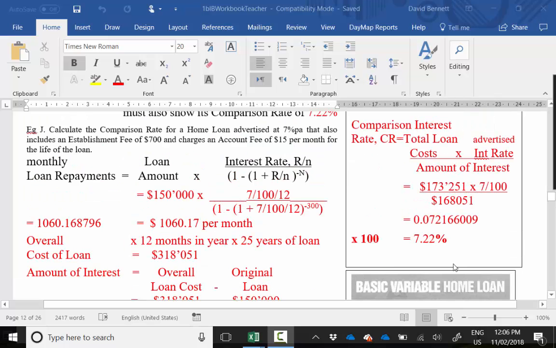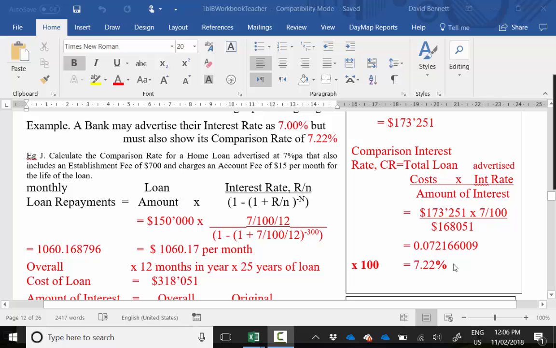That's the process that we have to go through in order to work out our comparison rate. That's how the banks legally have to tell you what your interest rate is, and then they also have to tell you what your comparison rate is based on the fees on that loan. So that's actually a useful thing. This is slightly different from working out our effective interest rate. This is calculating our comparison rate based on all the fees that get added onto the account.